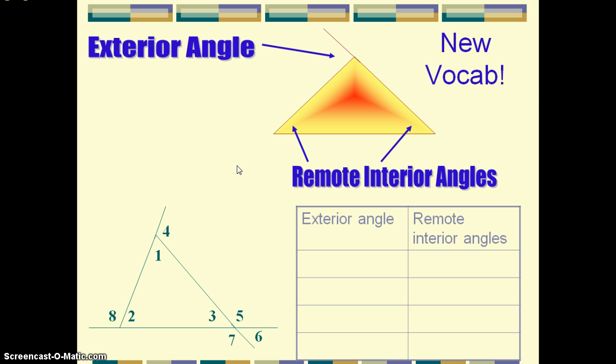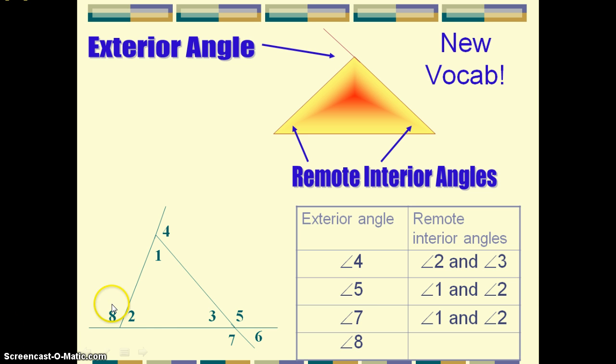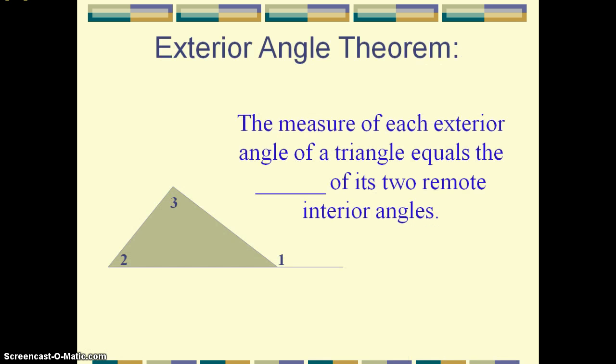So I'm going to name an exterior angle, and then we're going to name the remote interior angles for that angle. So angle 4 is an exterior angle, and angles 2 and 3 are going to be the remote interior angles because they're across from that outside angle. Angle 5 is right here. So the remote interior angles are going to be 1 and 2. Angle 7 is right here. So the remote interior angles are going to be 1 and 2 again. And angle 8 is over here. So angles 1 and 3 are going to be the remote interior angles.